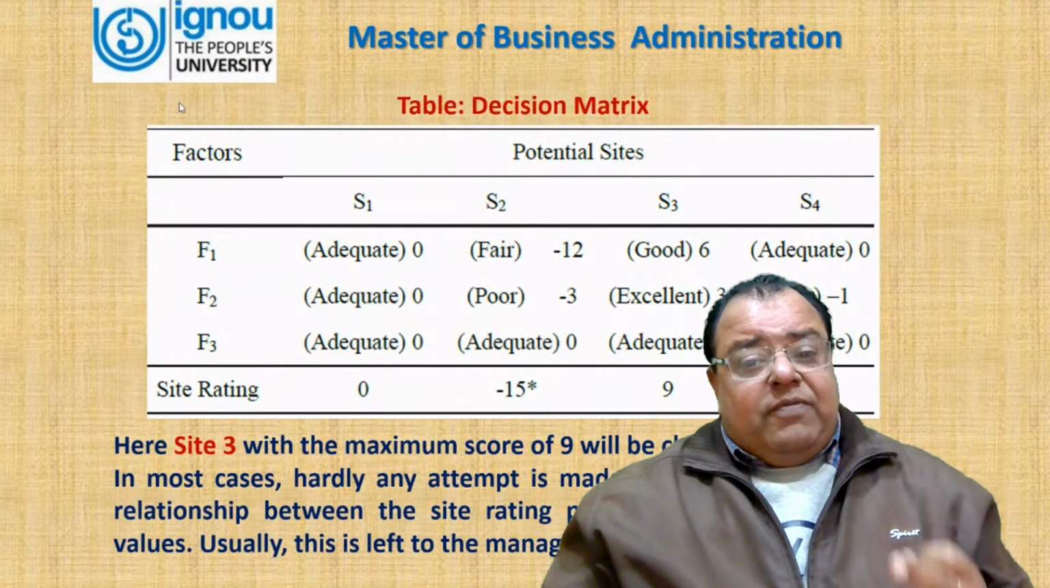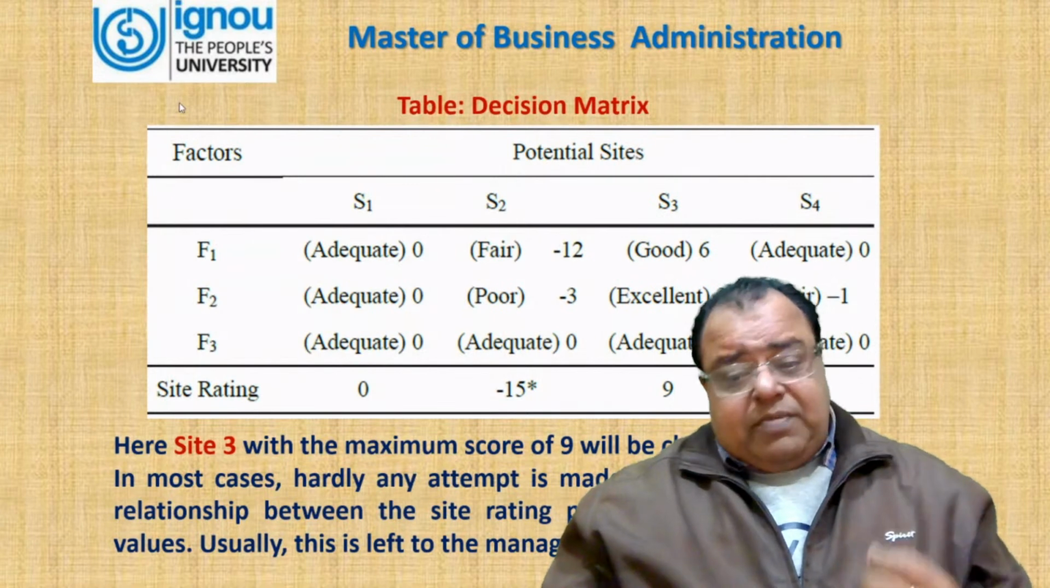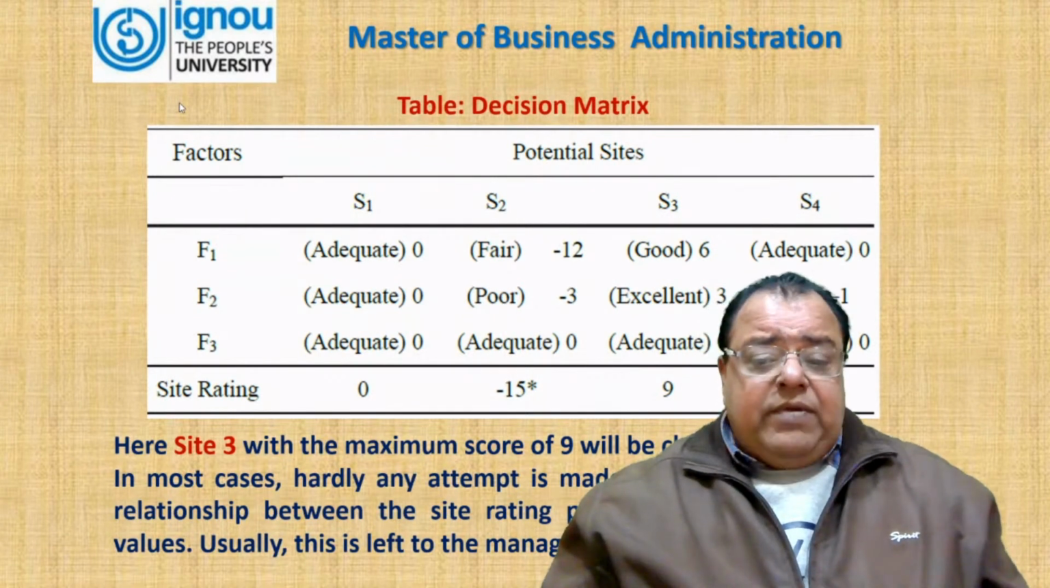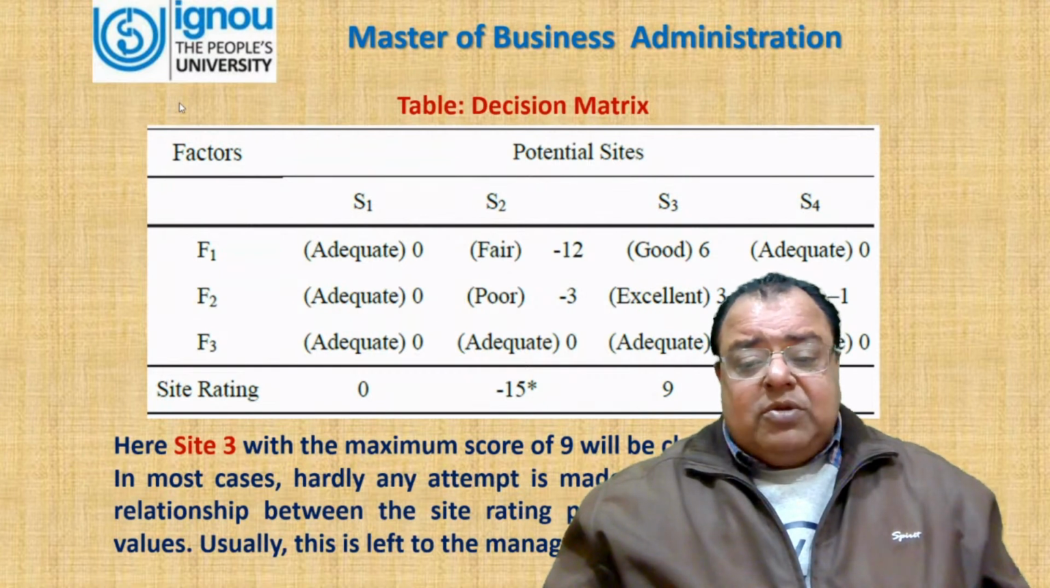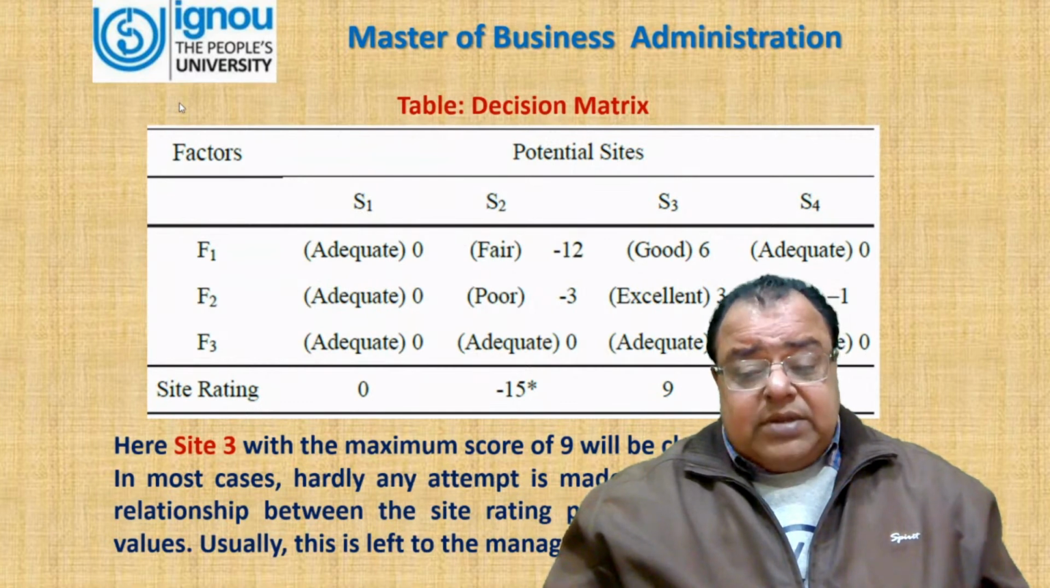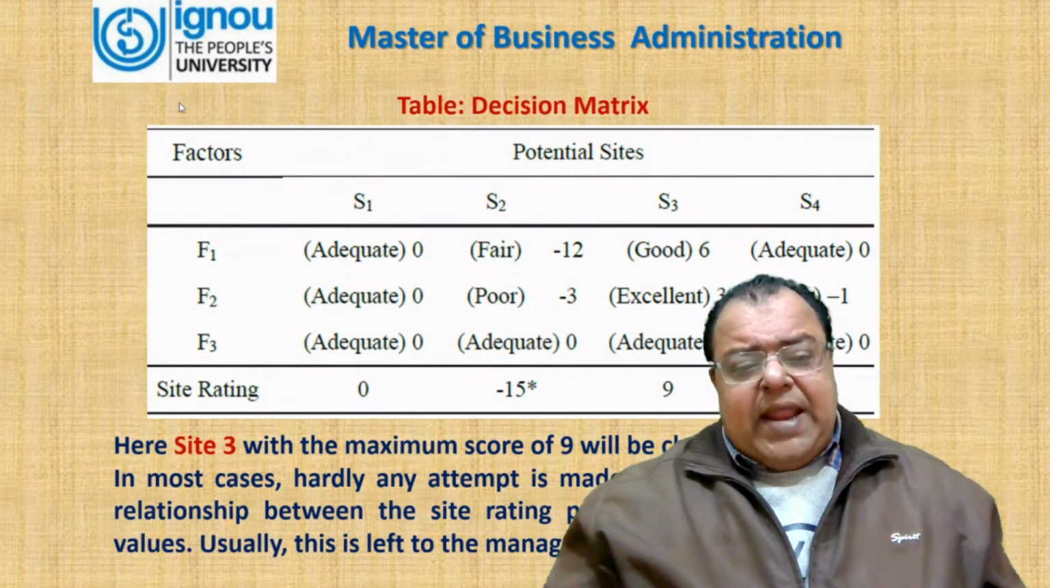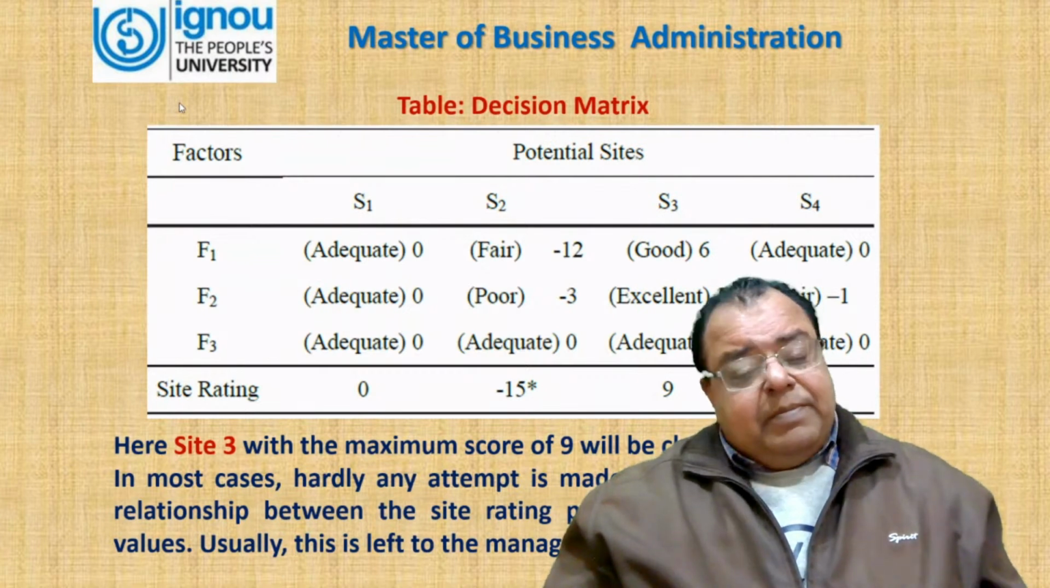Now, after clubbing, the decision making matrix was formed. Here we can see that site 3 with the maximum score of 9 will be chosen. In most cases, hardly an attempt is made to establish a direct relationship between the site rating points value and the cost values. Usually, this is left to the management.